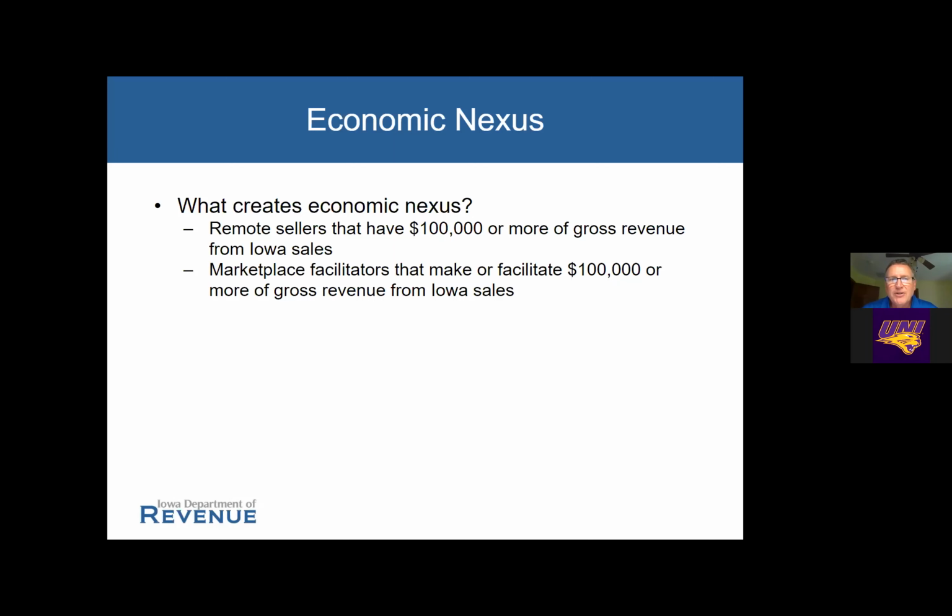We also have a requirement that could create economic nexus. This is for marketplace facilitators that make or facilitate $100,000 or more of gross revenue from Iowa sales. What are we talking about here? For example, I'm just putting these out here, it could be an Amazon type of business, or an eBay type of business. Those are some types that facilitate sales of over $100,000 in Iowa. If they do meet that threshold, they would be required to collect and remit the Iowa sales tax. So again, economic nexus will apply to out-of-state businesses.